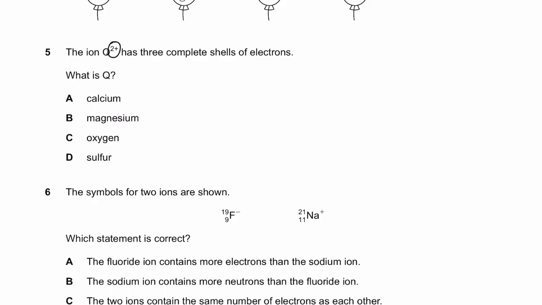First of all, it has a 2 plus charge, therefore it should be towards the metal end, right? It should be a metal. That's why oxygen and sulfur are automatically wrong, because they make an anion, they make a negative ion rather than a positive ion. Between calcium and magnesium, which one should be the answer?